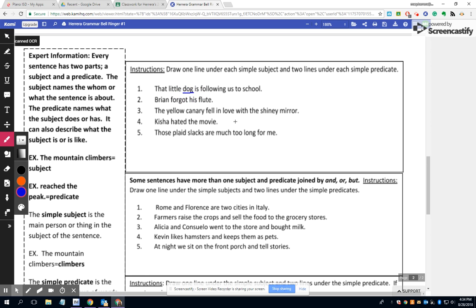Okay. Now, what is the dog doing? It's following. Now, the tricky part about this sentence is that it has a helping verb with it. And you wouldn't know that really unless you had memorized all the helping verbs. So I highly recommend that you start memorizing the helping verbs that will show up on a test at some point in the future. So following is helped by the word is. So that I'm going to underline twice.